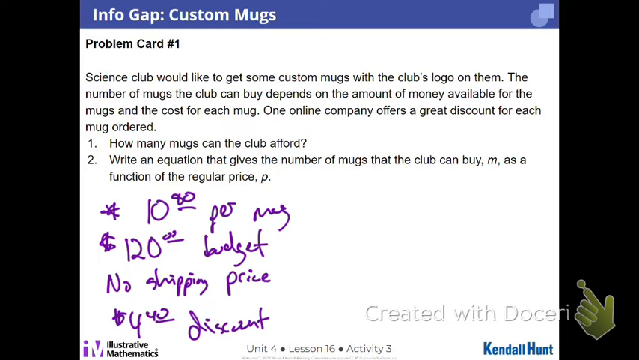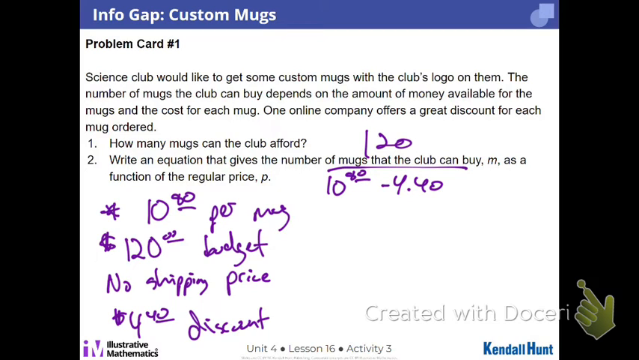And from walking around and listening, it sounded like most people did something like 1080 minus 440 to get a price per mug. This is 75. And then they took that and divided 120 by that. Okay, so let's work on getting that into an equation.